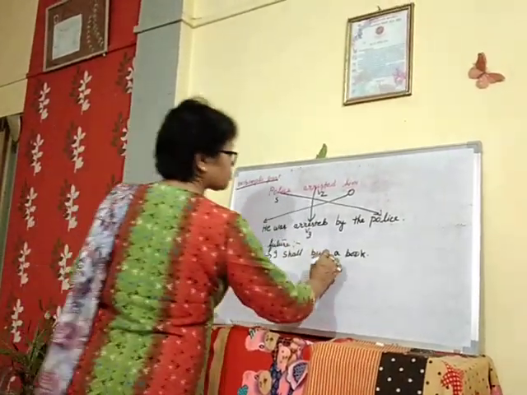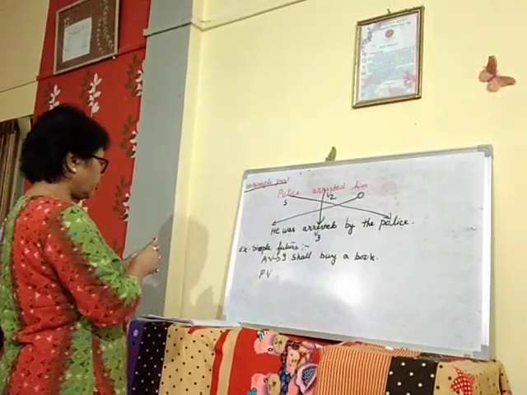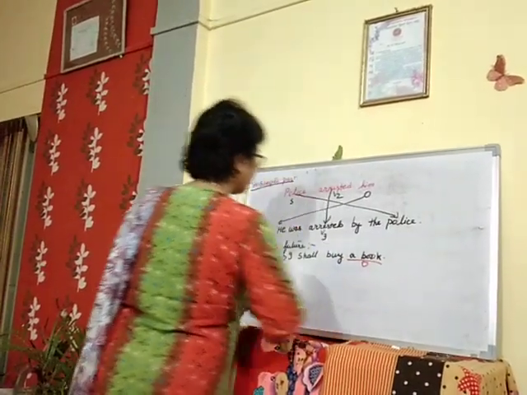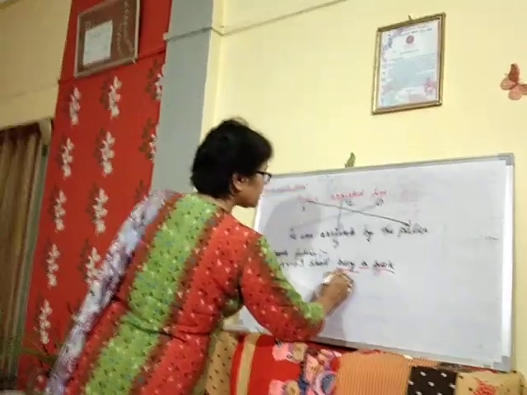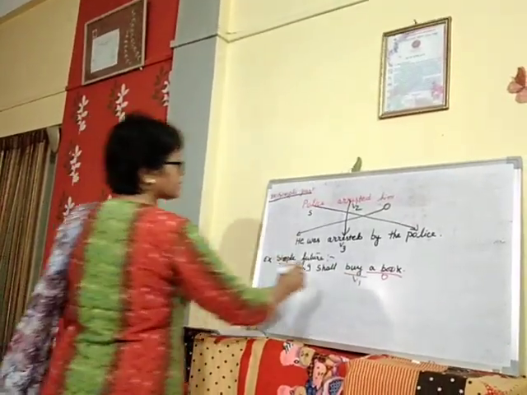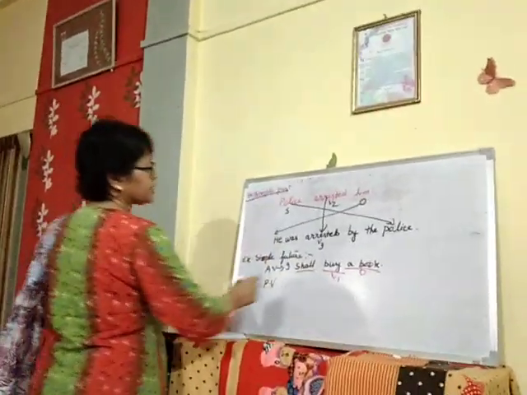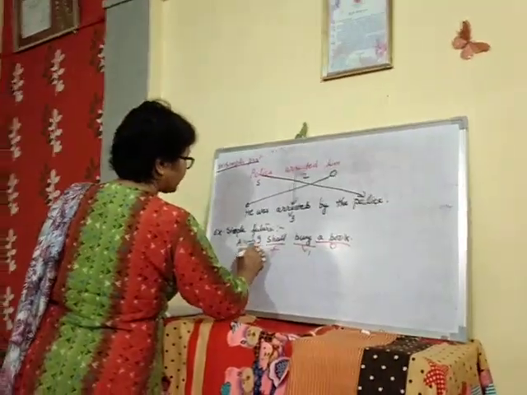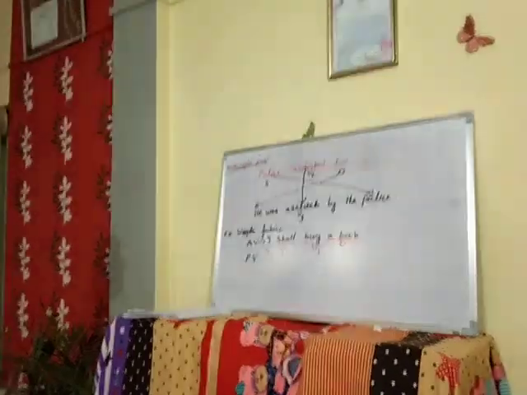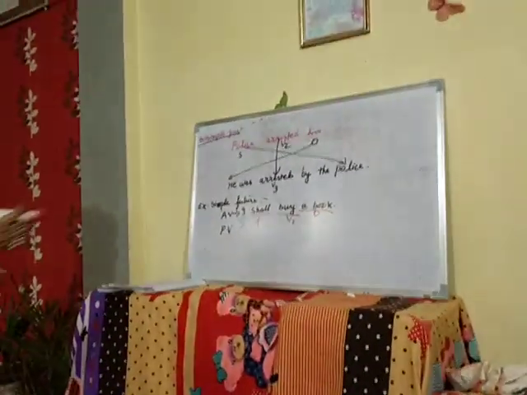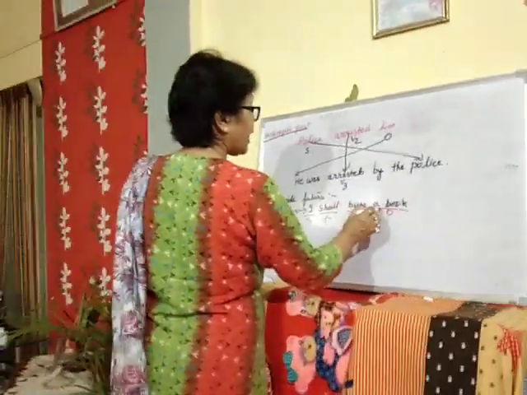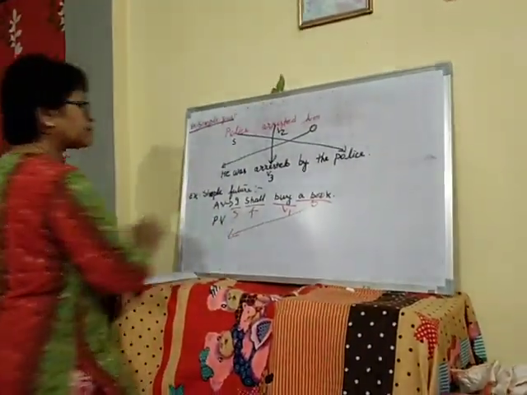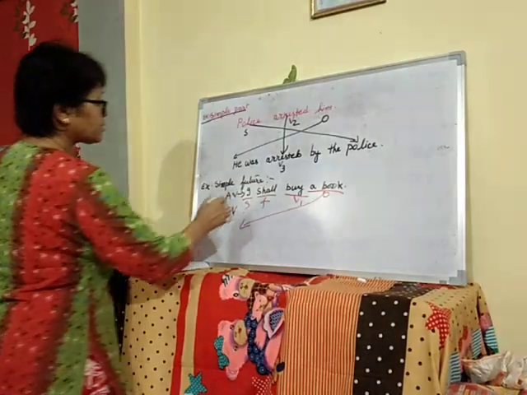Here, this one is the object, right? And this is the verb, in the first form. And this "shall" indicates the future. And this is the subject, "I." I shall buy a book. So, what will happen? This one, "a book," the object, will become the subject.